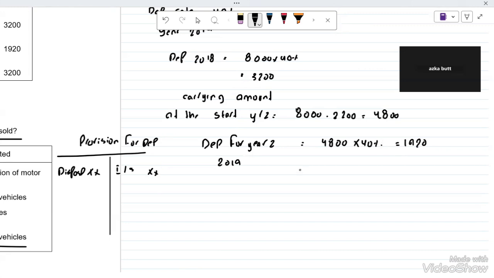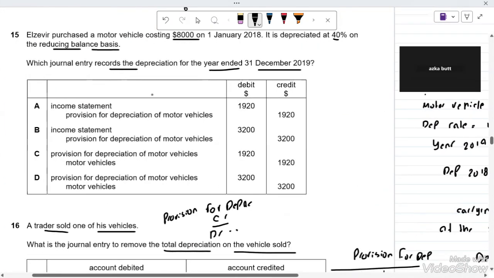So what would be the general entry? We will debit the income statement, because every year depreciation is supposed to be charged in the income statement in the expense section, because depreciation is a non-cash expense. So in the income statement, depreciation will be debit. Income statement will be debited by 1,920, and the provision for depreciation account will be credited. So it means that option A is the right option.